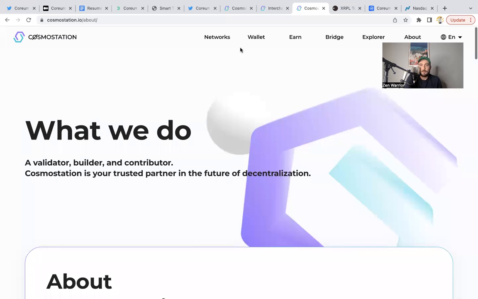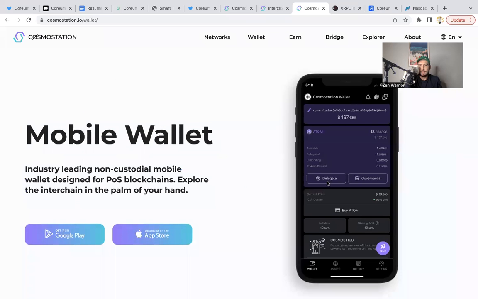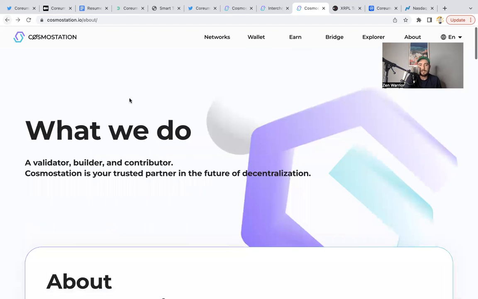Also, they have a wallet. This is the wallet where you'll be able to delegate, you'll be able to do your governance. See right here it says governance, and see right here it says delegate. So you'll be able to go to your Cosmos Station wallet, connect to the Coreum blockchain, stake your core, do your governance right on your phone. You could even buy Cosmos coins directly from your Cosmos Station wallet too. That's another story. But let's look at their partners.